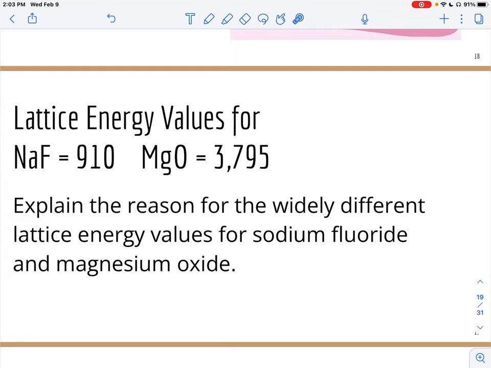Lattice energy value for NaF is 910. For MgO, it's 3795. Now, the sizes are kind of similar here. Mg and Na are kind of similar. O and F are similar. So we're not really going to talk too much about distance, but the other part of Coulomb's law is charge.